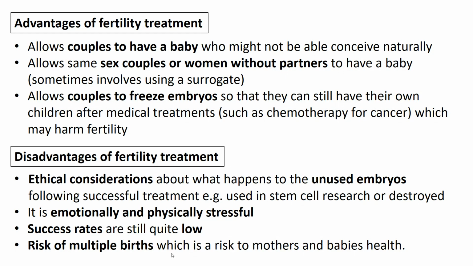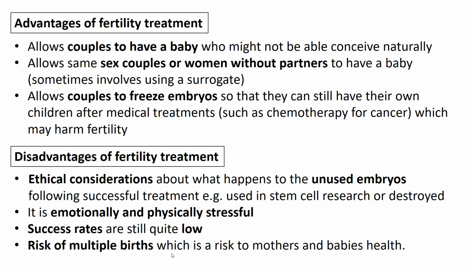It's also emotionally and physically stressful. Being injected with those hormones can be quite emotional for the mother. The success rates are still quite low, and there hasn't really been lots of improvement in success rates. And there's a risk of multiple births if you implant lots of embryos. So now they tend to just implant 1 or 2 embryos to reduce those risks to the mother and the baby of multiple birth.